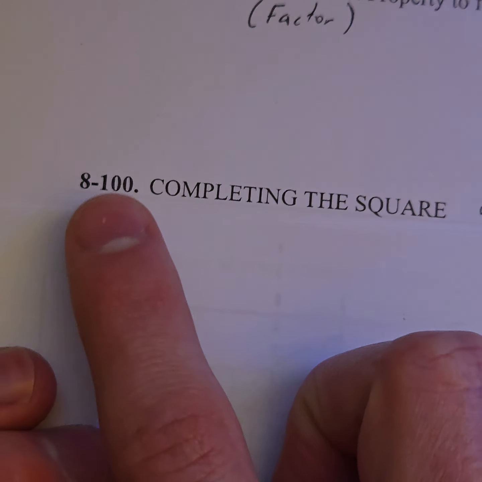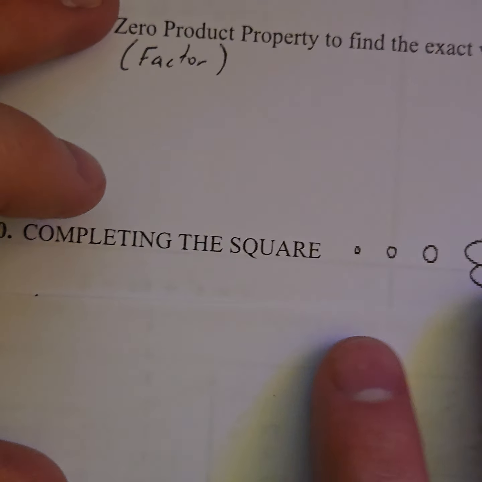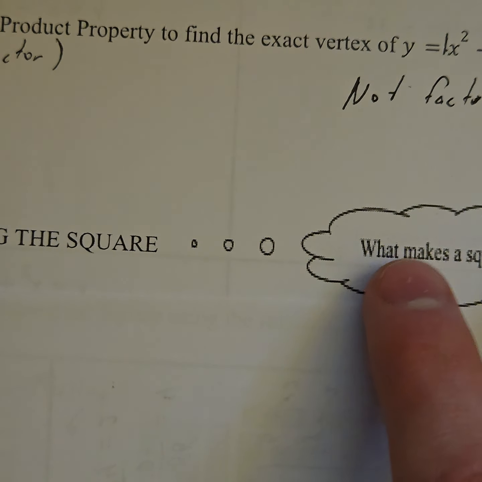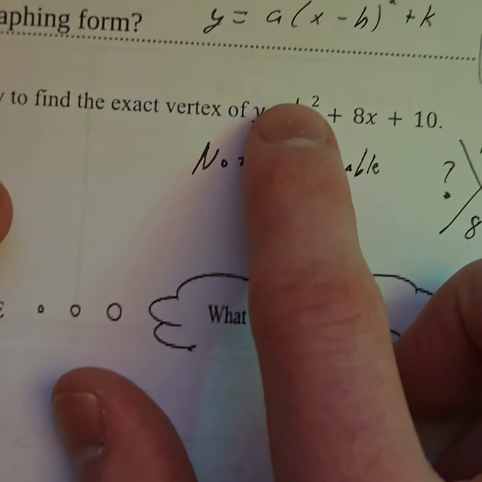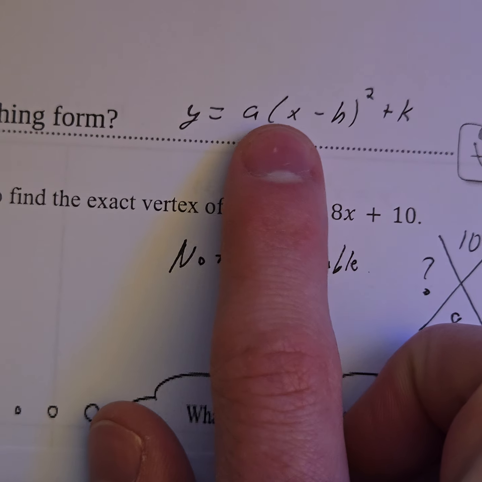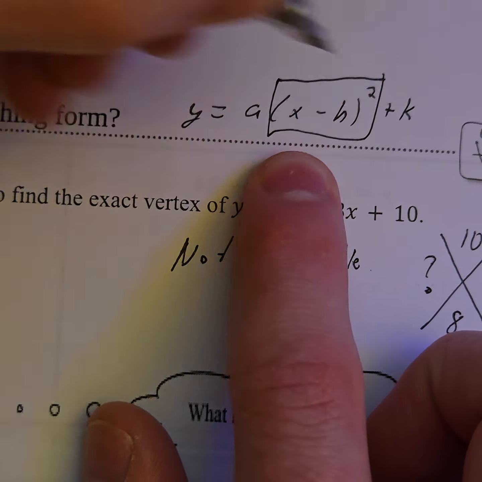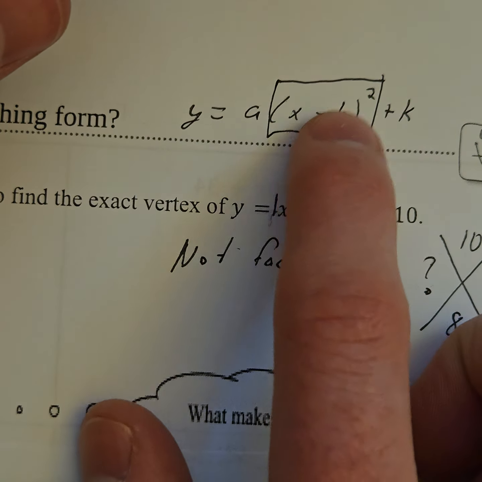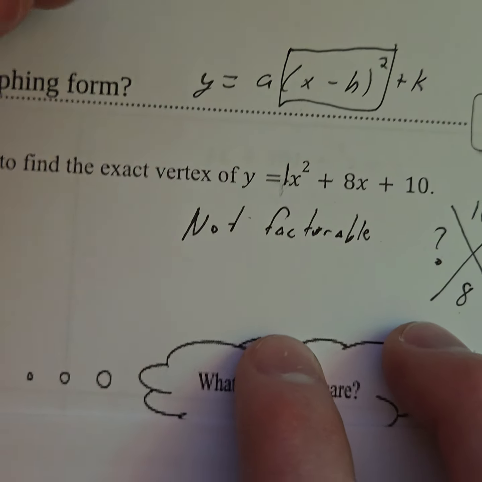So on number 100, it's asking us, what makes a square? Our goal for this lesson is to be able to create squares to get it into graphing form. Here's why. When you have graphing form, you have this piece right here, this x minus h squared. This is the square that we're trying to create or complete, okay?